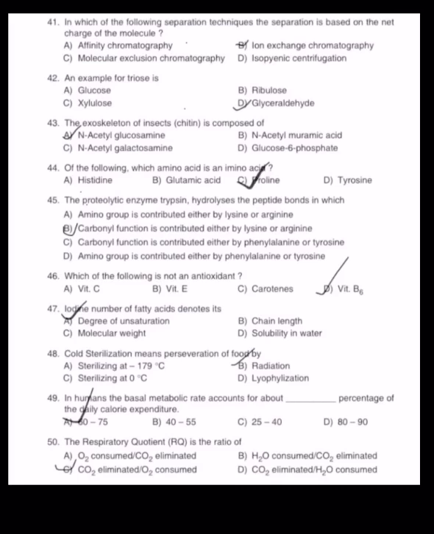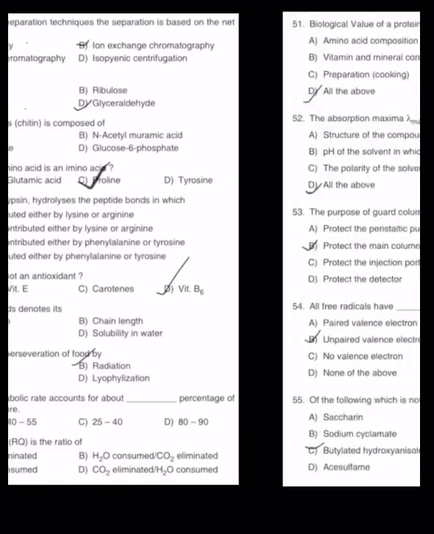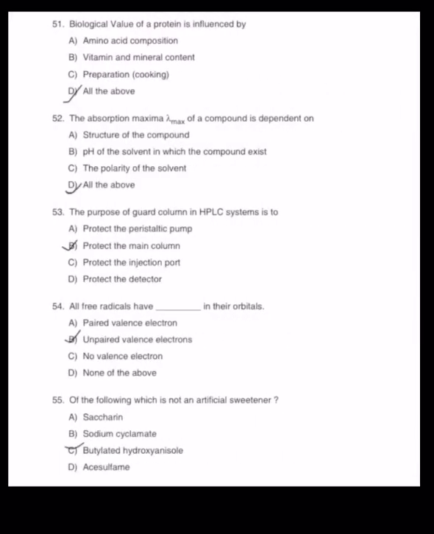Cold sterilization means preservation of food by option B, radiation. 49. In human, the basal metabolic rate accounts for about dash percentage of the daily calorie expenditure. Option A, 60 to 75. The respiratory quotient is the ratio of carbon dioxide eliminated to oxygen consumed. 51. Biological value of a protein is influenced by option D, all of the above. 52. The absorption maxima of a compound is dependent on option D, all of the above.